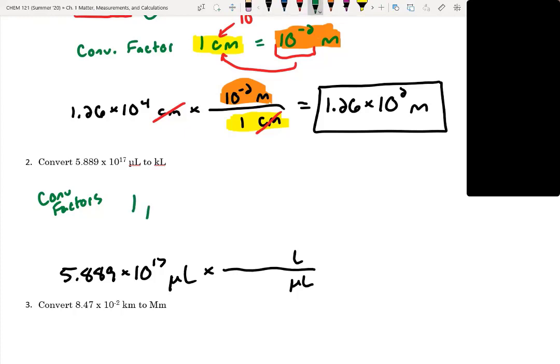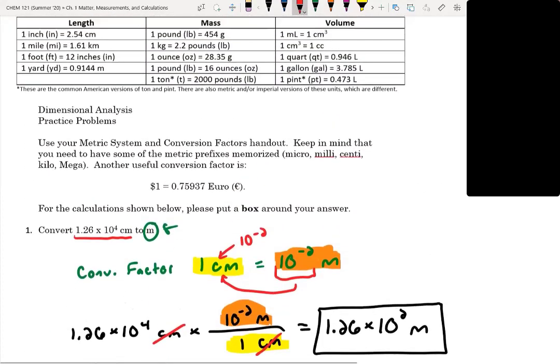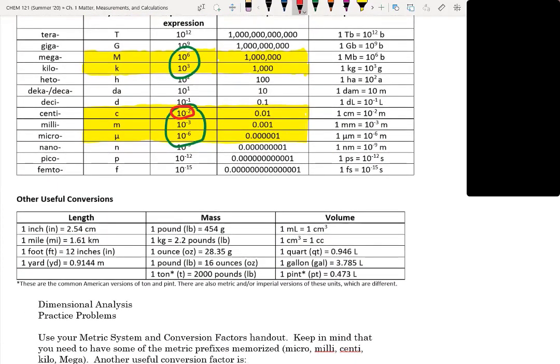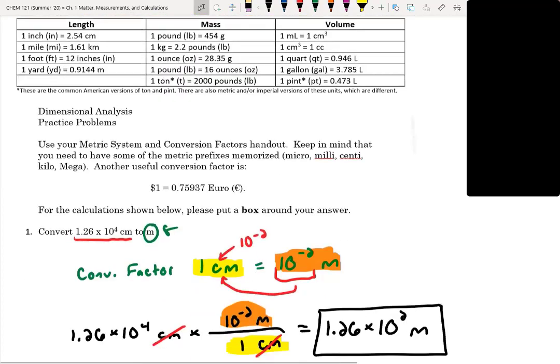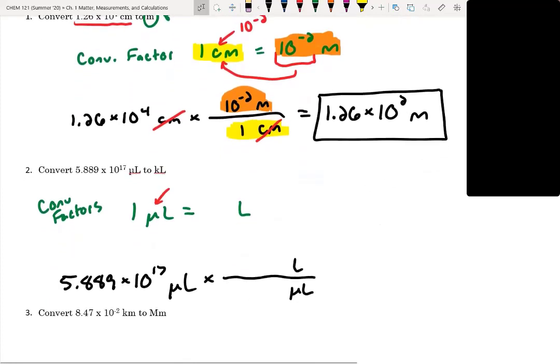1 microliter is equal to some number of liters. So if we go back and look at the chart, our goal is to figure out what this prefix micro stands for. So we can go back up and say, micro stands for 10 to the negative 6. So now we can say, just like we did in the previous problem, that we should have 10 to the negative 6 liters, because this value is basically replaceable for that micro symbol.